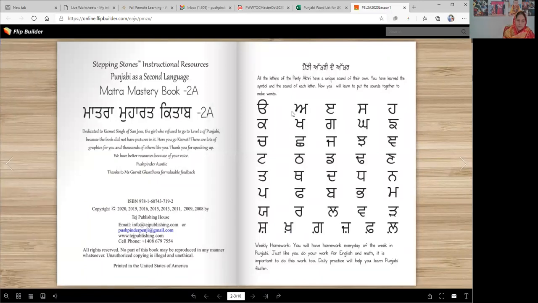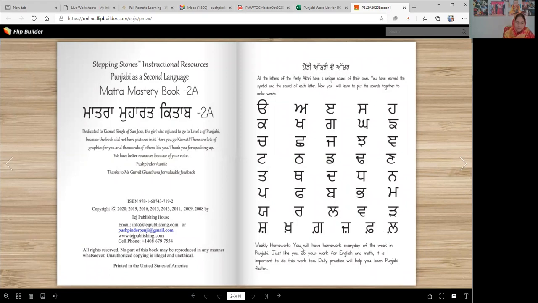sounds like ura o, ara a, iri e, sasas, ha ha ha, kakak, kakak, gagag, gagag, ngang, cha cha cha, cha cha cha, ja ja ja, cha cha cha, nya nya nya, tankat, ta ta ta. Dudud, tudatu, rnanan, tatat, tatat, dudud, tudatu, nanan, papapa, papapa, bababa, bababa, mamama, yayaya, rarar, lalal, babav, rarar, shasha, sh, haka, gaga, gha. Z, z, z, f, f, f, and la, la, la.